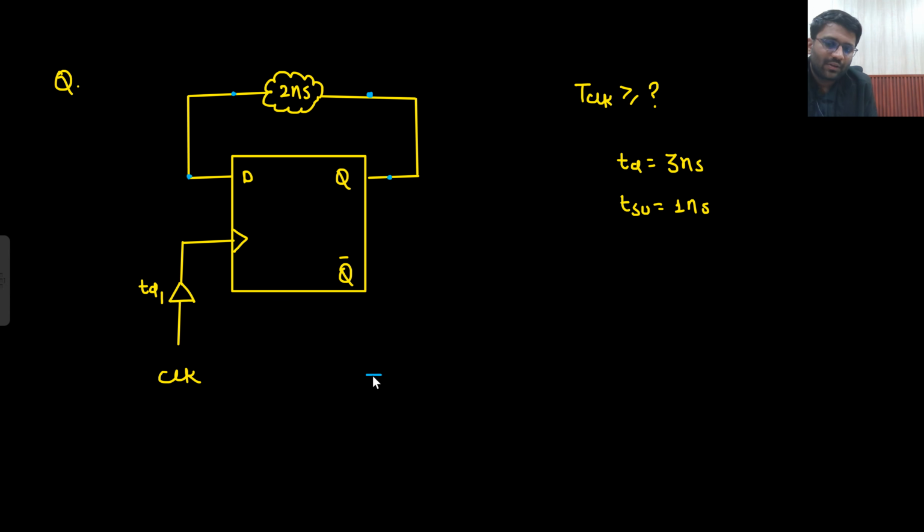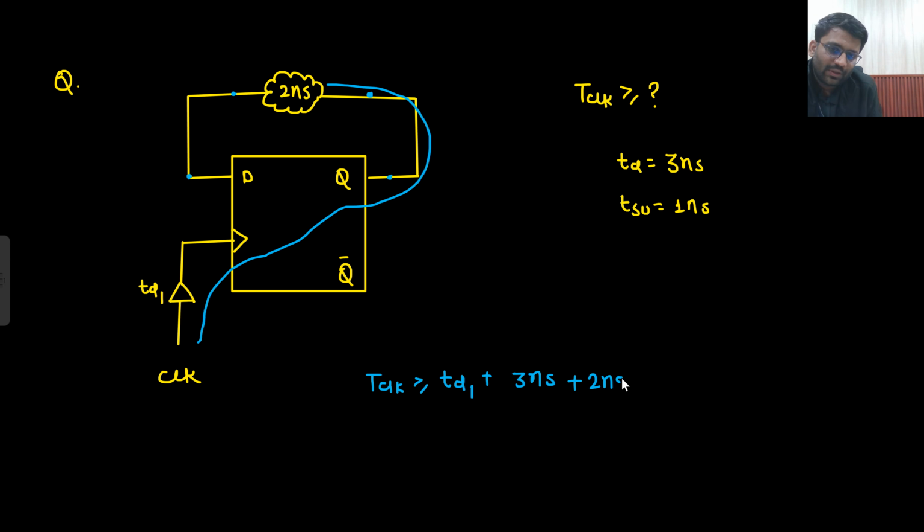So what should be your T clock? So T clock should be greater than or equal to... First it will have to go through this TD1 delay, TD1 delay plus the delay of this flop. What would that be? 3 nanosecond. Then I have reached here. Then I need to reach here. Starting from here, going here, I will see the delay of 2 nanosecond plus 2 nanosecond. Then again, I will reach here.